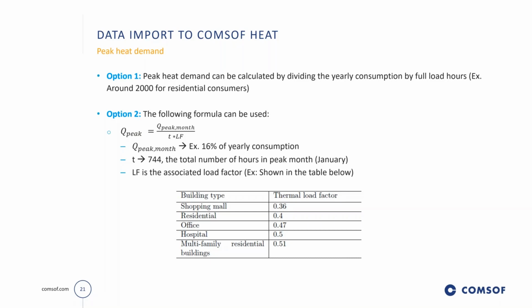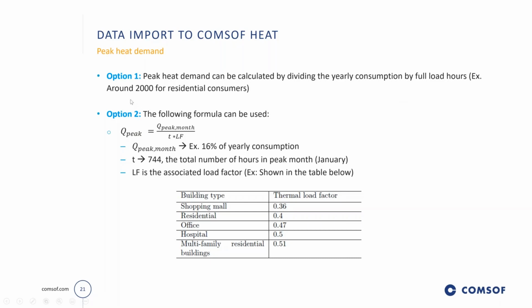Now we have options for how to calculate peak heat demand from the yearly consumption. Now we have yearly consumption for each building, so we have two options. Option one to calculate peak heat demand from the yearly consumption is using full load hours. We can calculate peak heat demand by dividing the yearly consumption by full load hours.